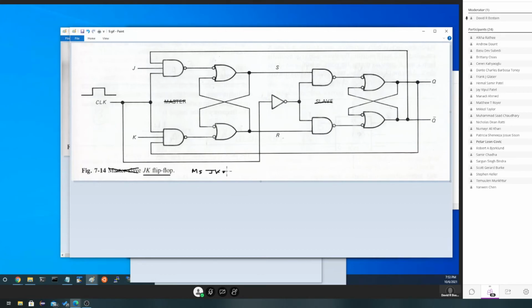And again, the edge triggering is a little trickier on this one than it was on the others. There are two stages to this. This is stage 1, and this is stage 2.